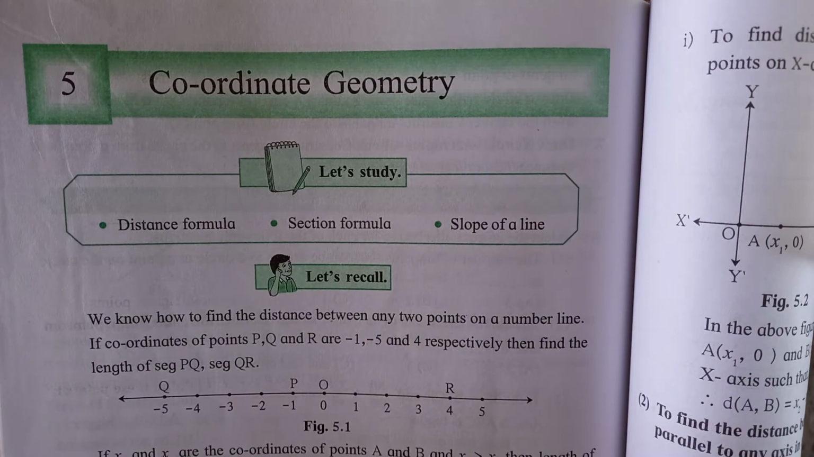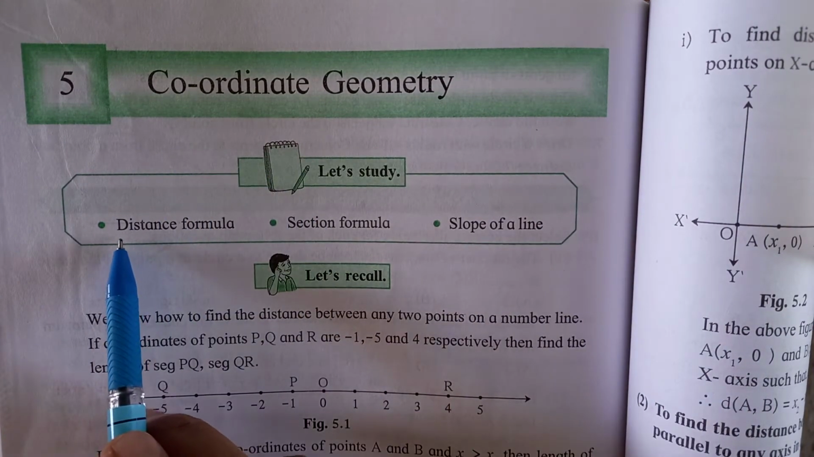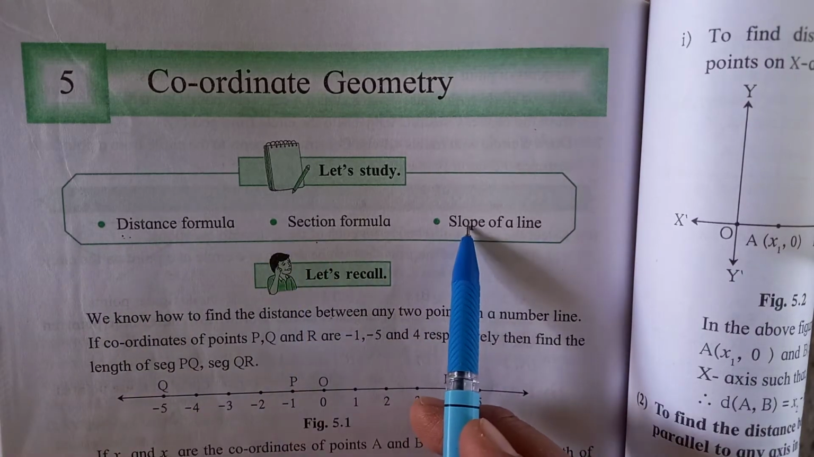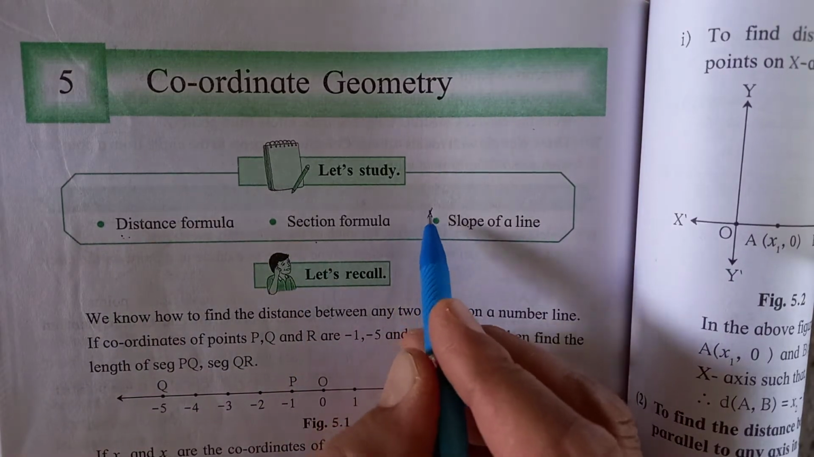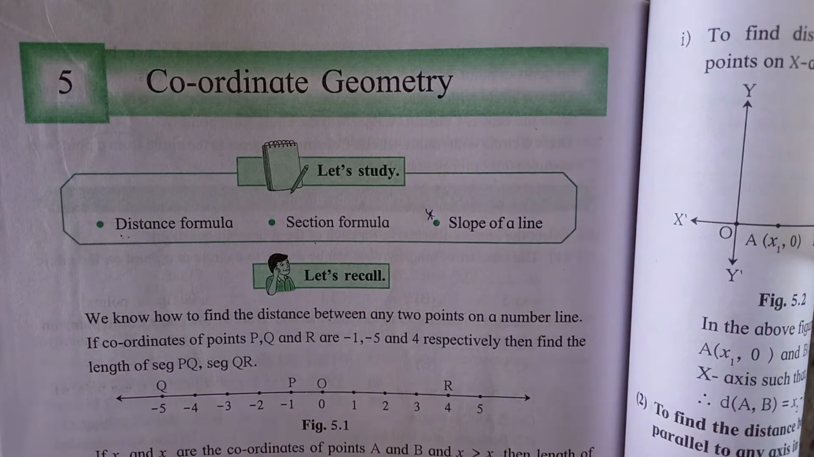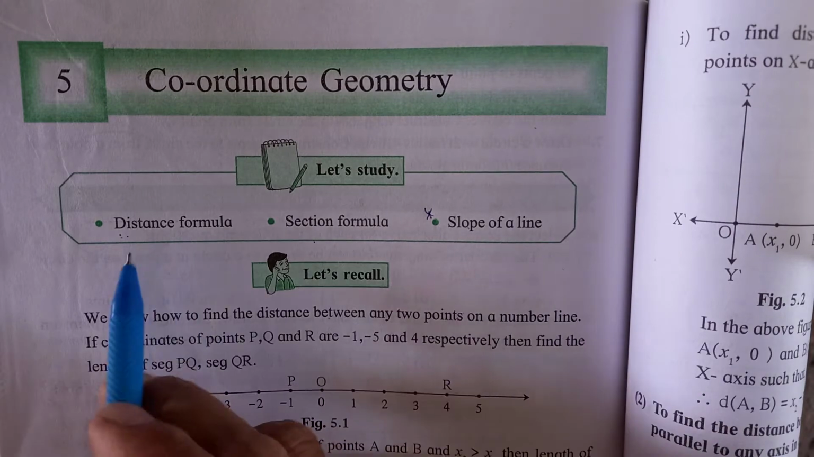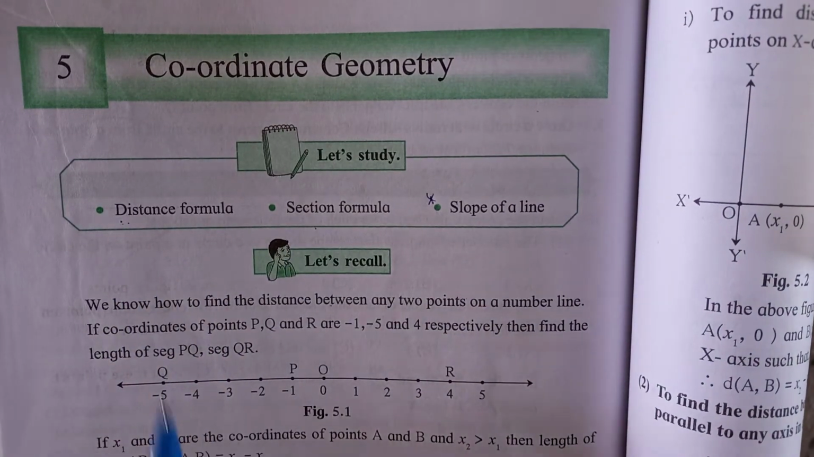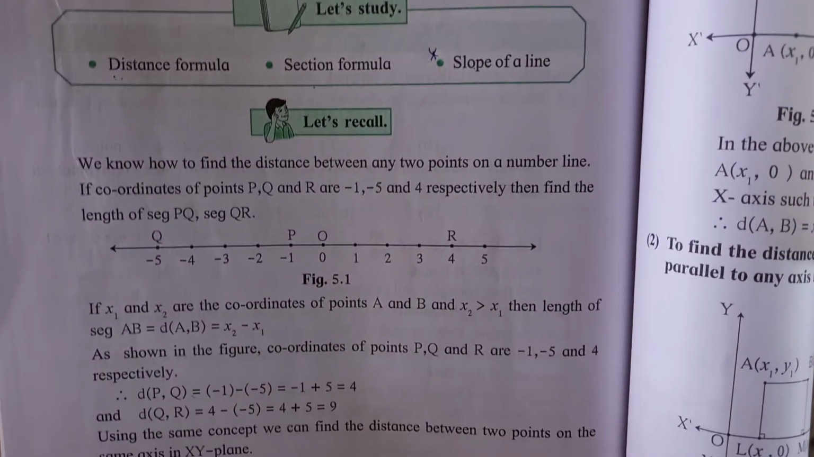Good morning, students. Today we'll see the new lesson of Math Second, that is Paper 1, coordinate geometry. In coordinate geometry, you have to study these two formulae, distance and section. The slope of a line is omitted from the syllabus for this year only. So these two formulae you have to study. First, we'll see the distance formula. We know how to find the distance.